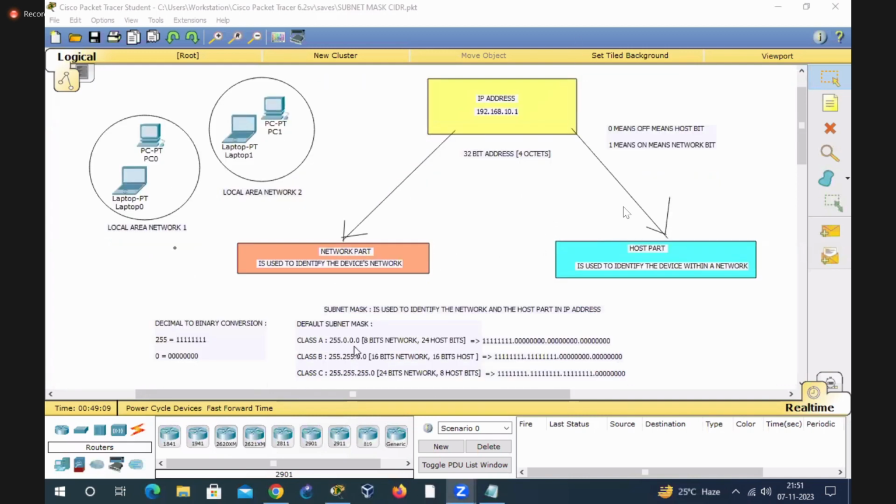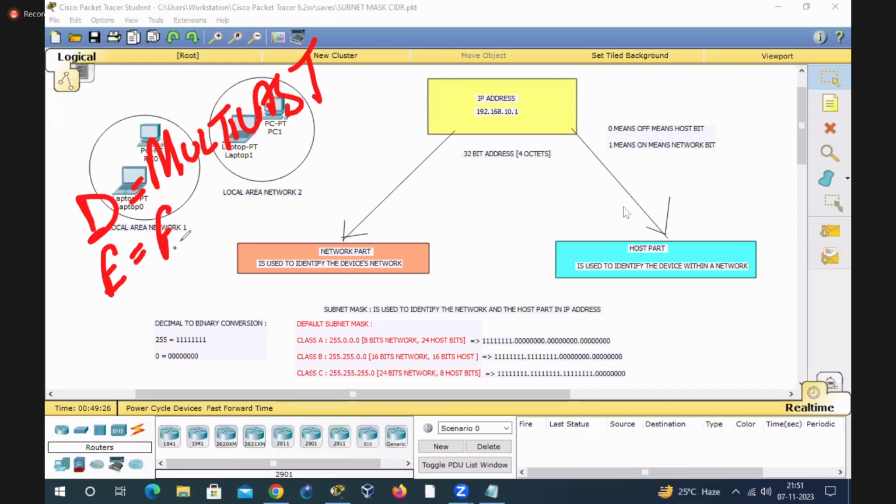Okay, subnet mask we have for our default classes. We don't have a subnet mask for class D or class E because class D is reserved for what purpose? Multicast. And class E is reserved for what? Research purposes. Experiment and research. Okay, so we don't have any subnet mask for these two classes.